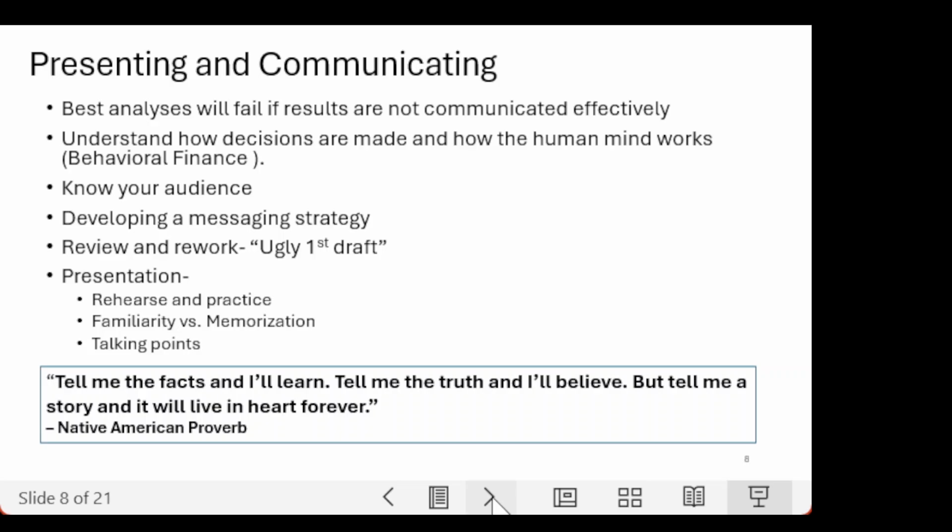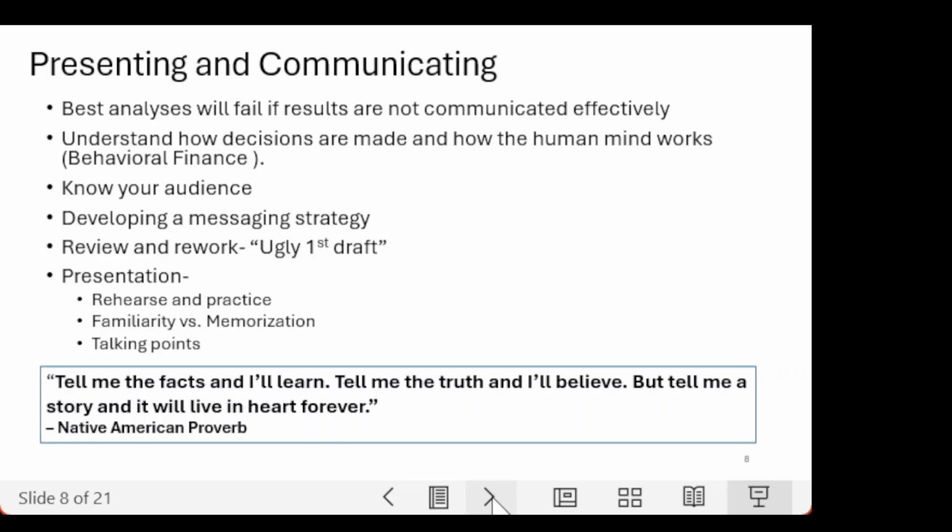In terms of presentation, we want to rehearse and practice. We want to be familiar with the information, certainly, but we don't want to memorize what we're going to say. That comes off as insincere. We want to be conversational, and we want to think about what are key talking points. Think about key words that we want to share, key phrases that are important.